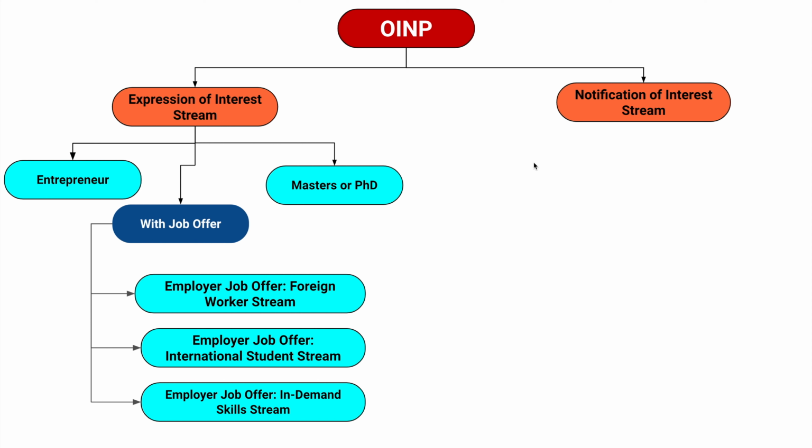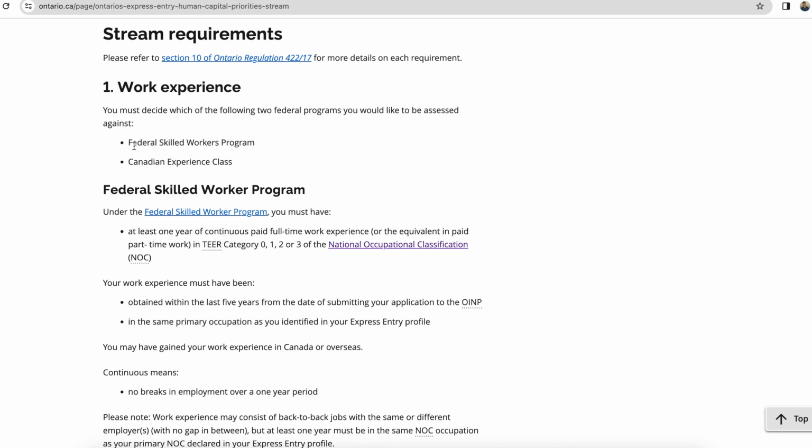Coming back to the notification of interest stream, as I told you, OINP will send you a notification in your Express Entry profile that they are interested in nominating you, and then you can submit your application with all the document proofs. First is the Human Capital Priorities stream. Under this stream you can apply either under the Federal Skilled Workers program or the Canadian Experience Class.